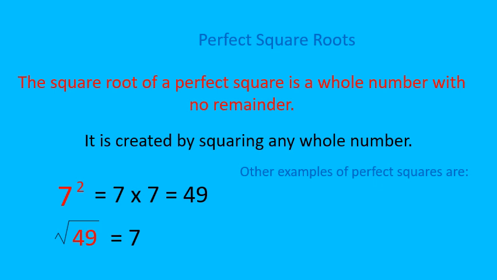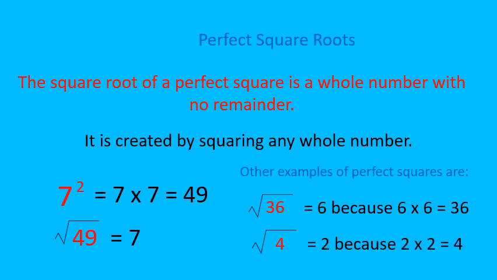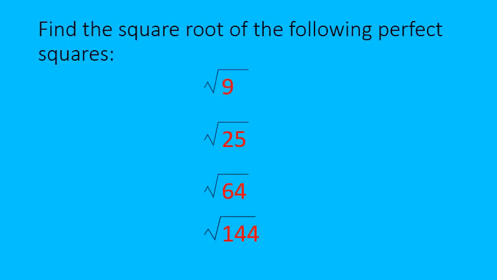Other examples of perfect squares are the square root of 36, which equals 6, because 6 times 6 equals 36, and the square root of 4, which equals 2, because 2 times 2 equals 4. Find the square root of the following perfect squares.